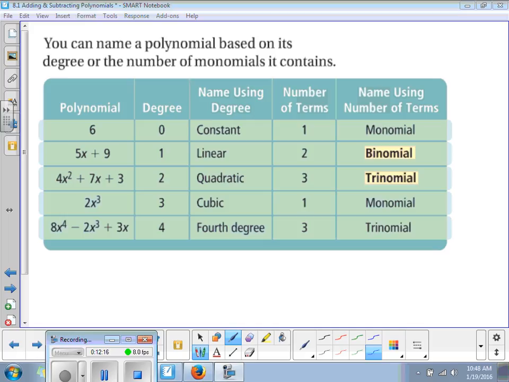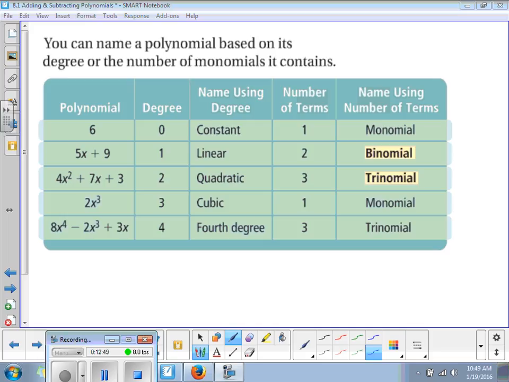Okay? 5x plus 9. This is a first degree, and when you have a first degree, 5x plus 9, that is a linear expression. There are two terms, so it is a binomial. Is everybody clear? Okay, here we have 1, 2, 3 terms. That is called a trinomial.